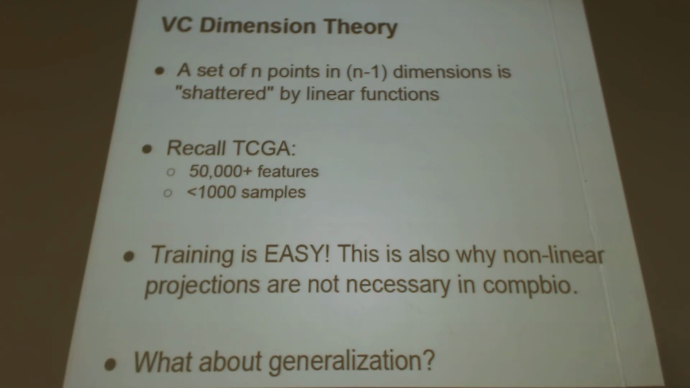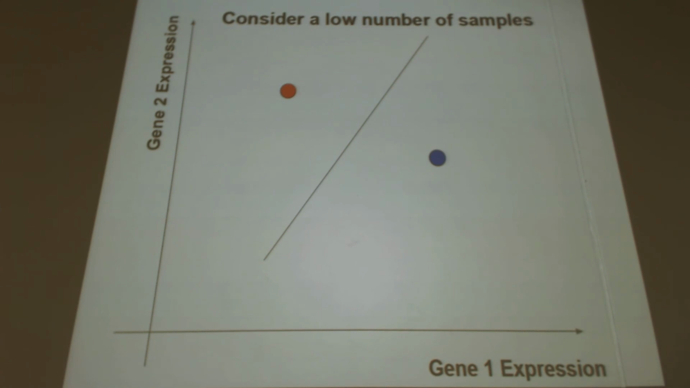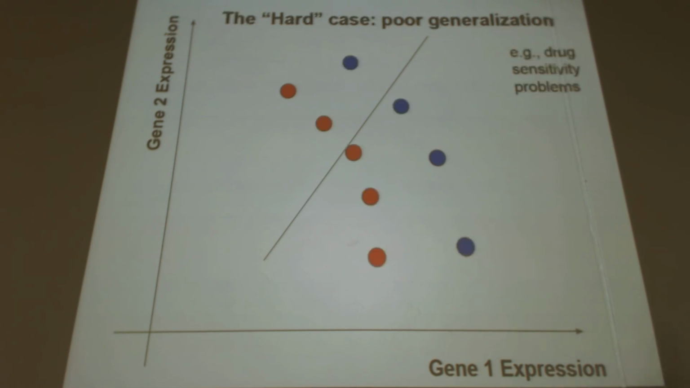So what I've told you so far is that regardless of the labelings of the points, I'm able to separate them linearly. What that means is that it's always easy to train a classifier that gives you perfect separation on the training data between the positives and the negatives. Well, how well does it generalize? And there are typically two cases. So let's think about a low sample scenario. So I only have one sample from each class. One canonical scenario that happens is that when I build a predictor, it doesn't generalize at all.